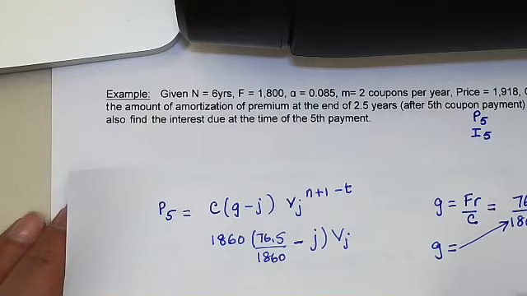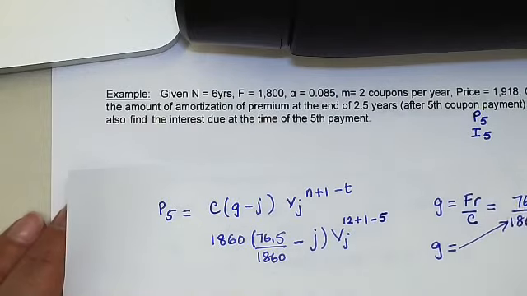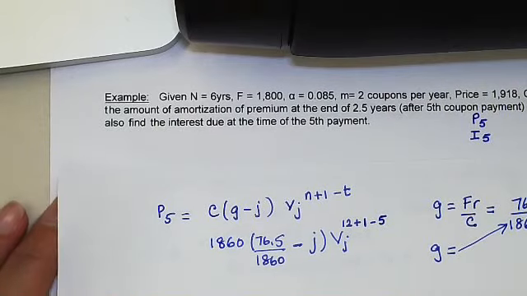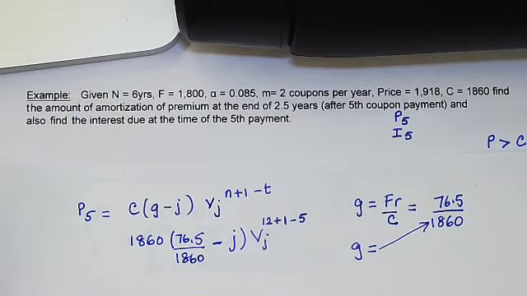I don't have J. I'll have to go find J. V, J to the what power? What's N? 12. Right. 12 plus 1 minus 5. Agree? How should I find J? In this problem, they gave me the price, right? Price equals 1918.